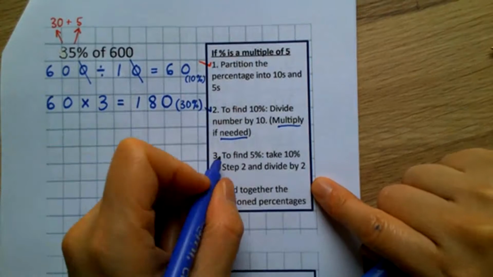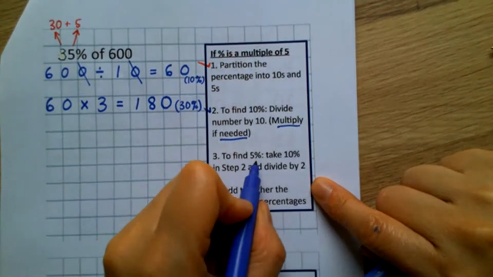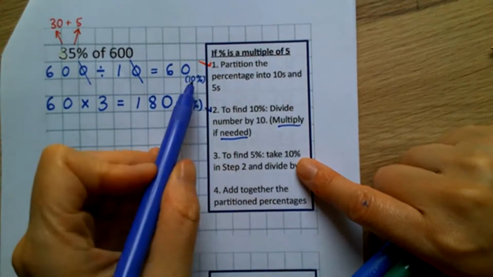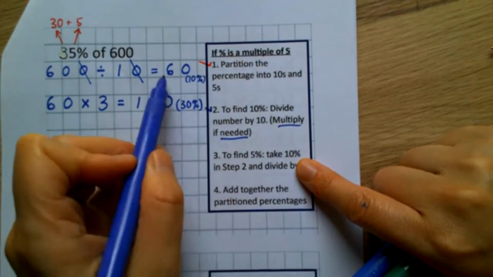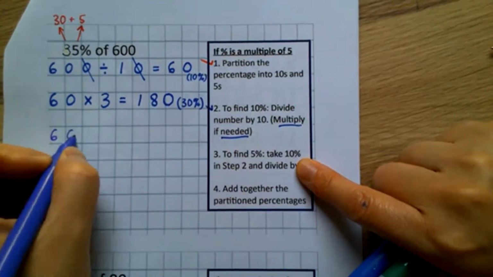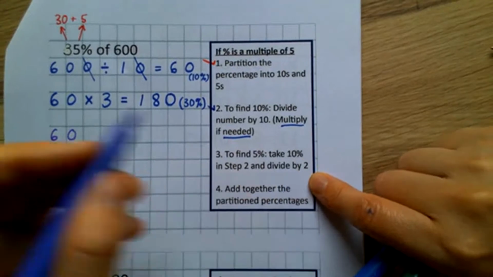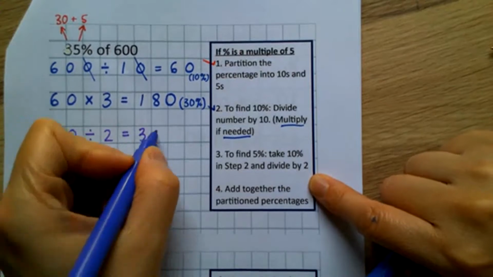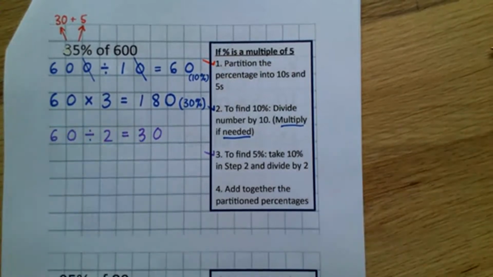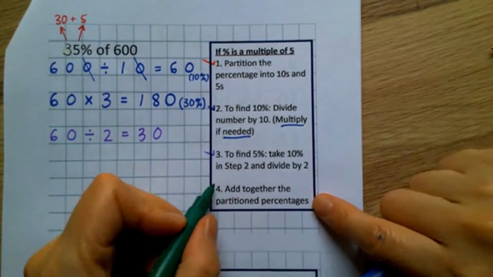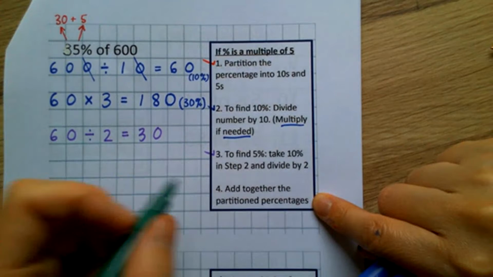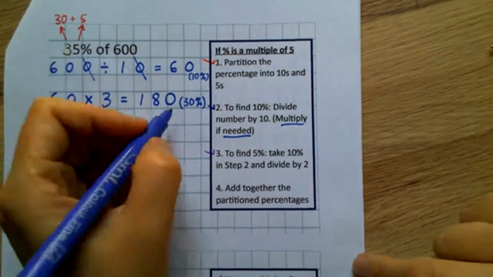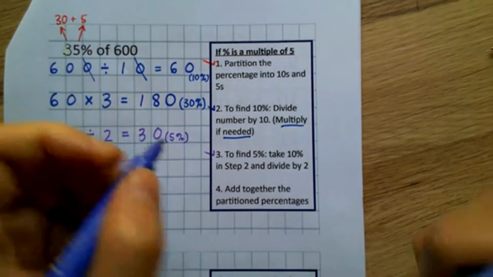Now, step 3, I have to find 5%. So I need to take 10% in step 2. So I'm going to look at the percentages that I have. This one is 10%. So I'm going to write that down, 60. And then I'm going to divide it by 2. So 60 divided by 2 equals 30. And then the final step is to add together the partitioned percentages. So I'm looking for 35%. I'm just going to write here 5% so that it makes it a little bit easier for me.